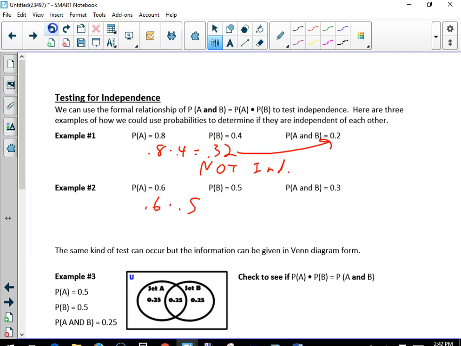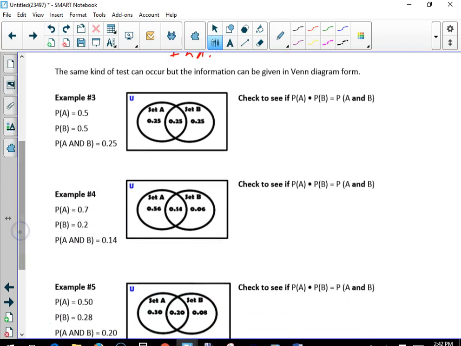0.6 times 0.5 is 0.30, which is the same as 0.3. Therefore, these two events are independent. The math works out. Probability of A times probability of B is 0.3. At the same time, a test can occur, but the information will be given in a Venn diagram. So, check to see if probability of A times probability of B equals the probability of A and B.